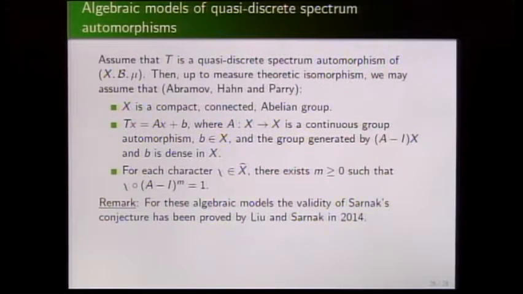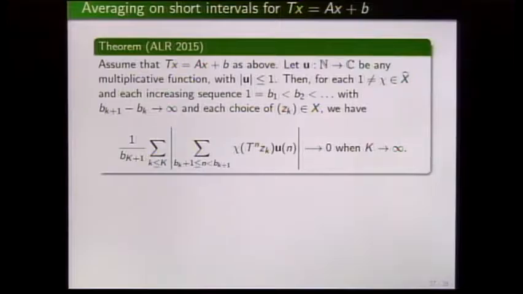So it was already in the paper of Abramov in 1962 that there are models for such transformations. And these models are very algebraic. These algebraic models are given to us as the composition of an algebraic automorphism and a rotation. So there are compact connected abelian groups, and you have such a transformation. And there are some assumptions. There's this unipotence we have to know, otherwise you have problems with the entropy. So these are zero entropy transformations, and the assumption I made here is that these transformations are minimal, and in this class minimality implies unique ergodicity.